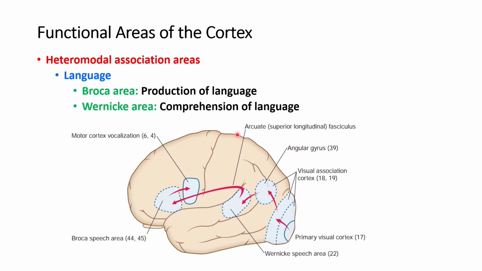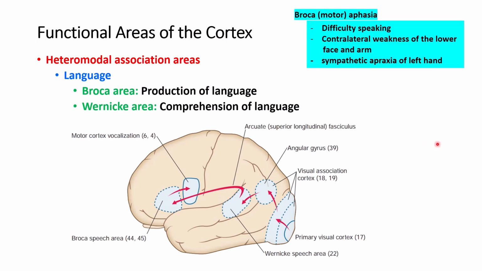So this is the area, and if this is damaged, then the person is not able to repeat what they were saying, so they have this problem. In Broca's motor aphasia, Broca is in the frontal lobe, so it's motor. They have difficulty speaking, so they will understand things, but they have difficulty saying things, and if they say something, it will be difficult for the other person to understand.